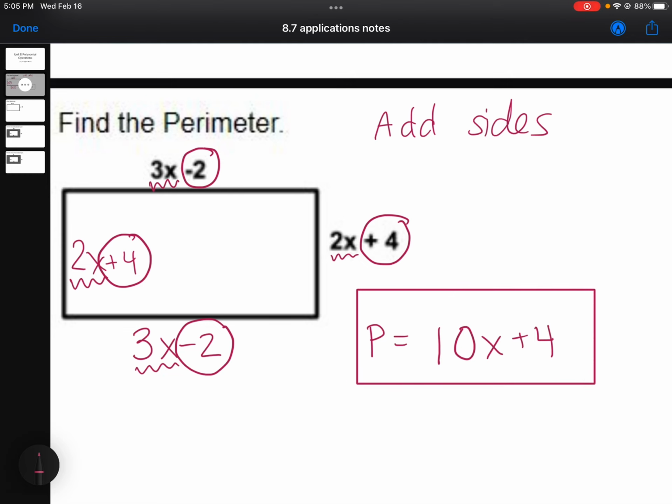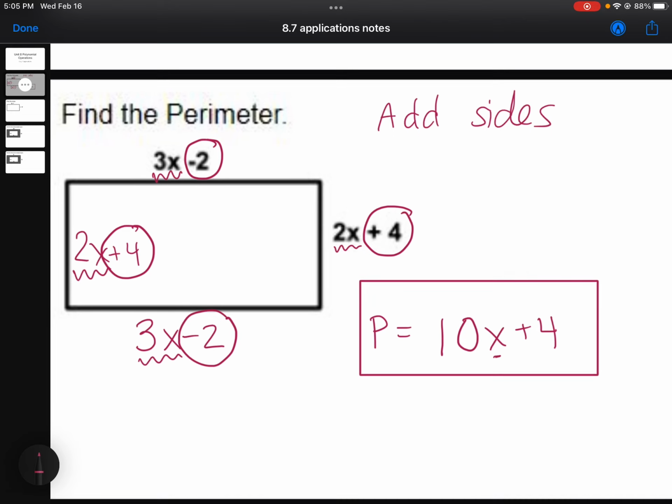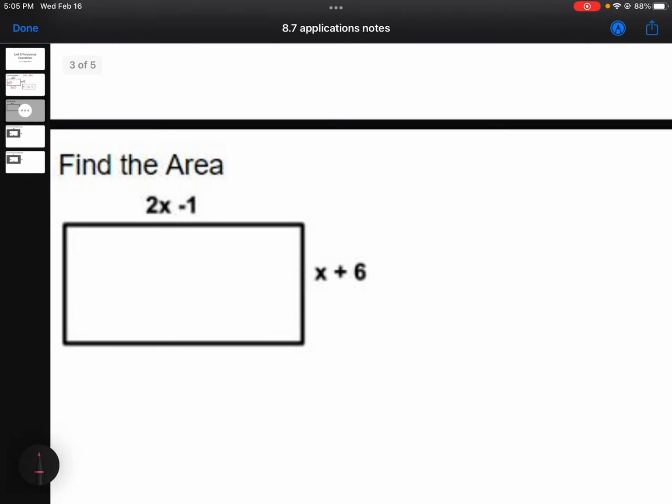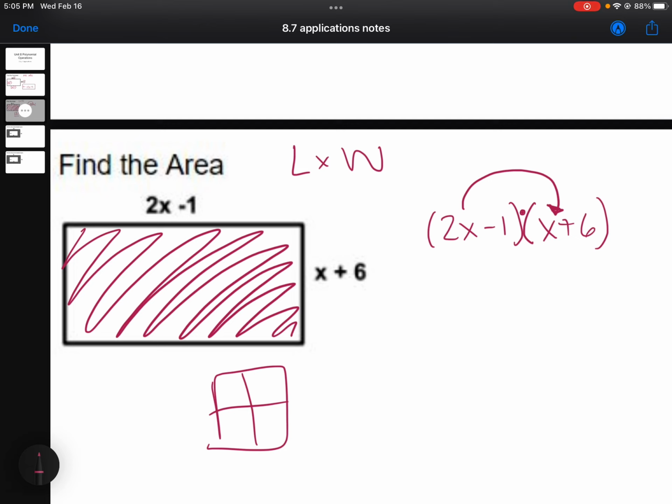Now later, if I told you that x is 2, you could plug in 2 for x and find what my perimeter is. Area. Area is if I were to fill in this whole shape, so it's the space inside. This is length times width. So we're going to do 2x minus 1 times x plus 6. Don't just put a dot between these, put them in parentheses. That will show you to distribute, or you can do the box method with it.